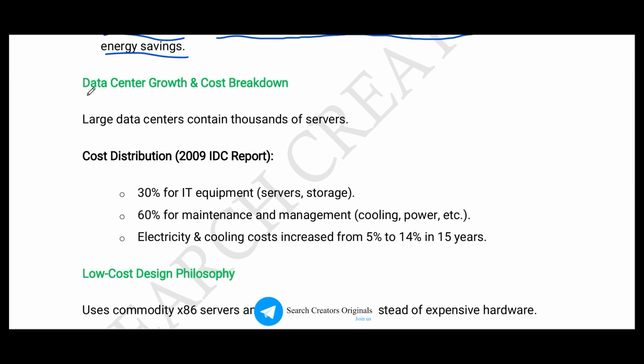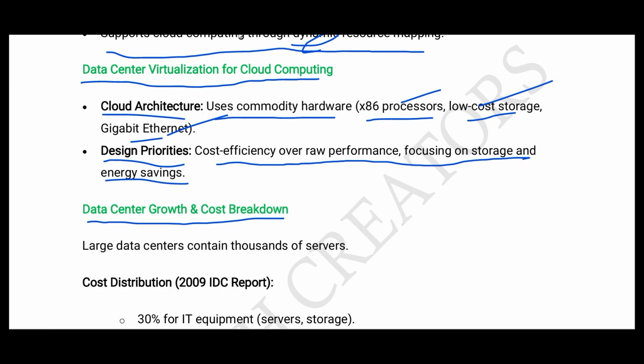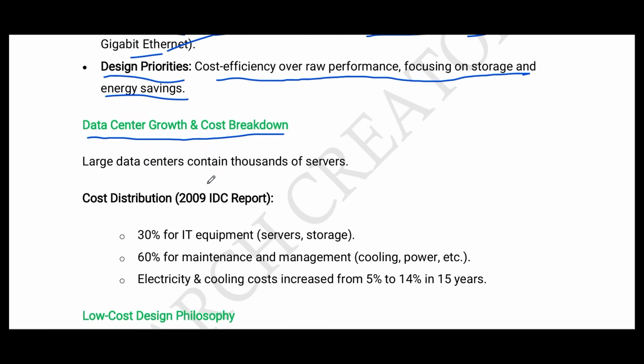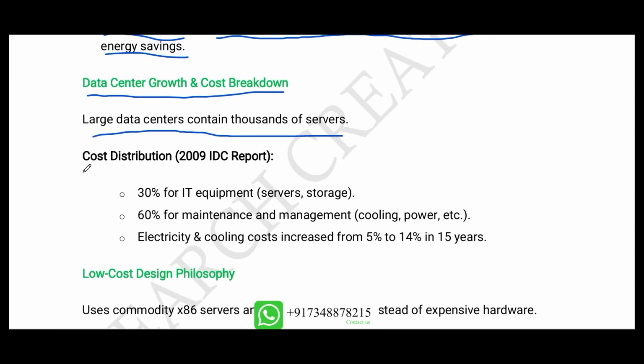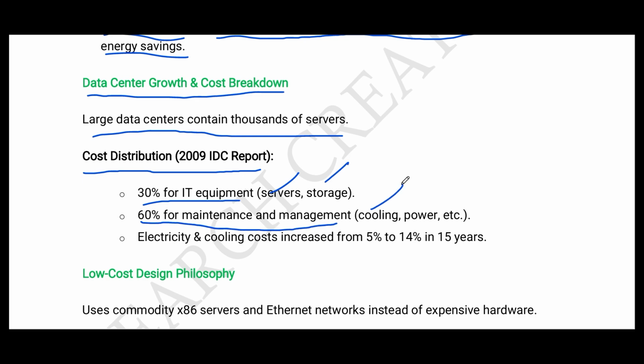Next we will look at data center growth and cost breakdown. Large data centers contain thousands of servers. Cost distribution according to a 2009 IDC report: 30% for IT equipment like servers and storage, 60% for maintenance and management like cooling and power. Electricity and cooling cost increases from 5% to 14% in 15 years.